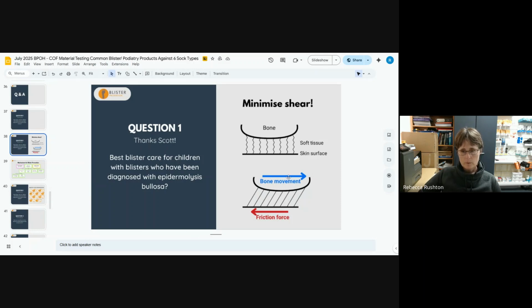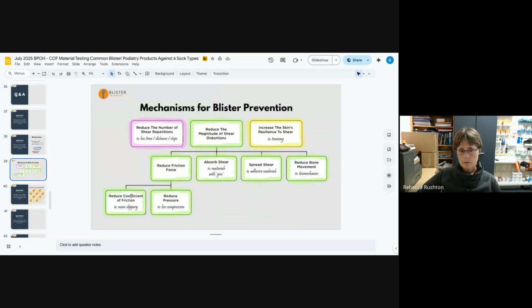So we can change the way the bone moves if that's relevant to the anatomical location. We can reduce friction force, so we get slip somewhere. We can also reduce friction force by reducing pressure. So it really depends on what's happening, what shoe this person's in, what their mechanics is like, and all that kind of thing. I would be reluctant to encourage slip between the sock and the skin for someone with EB. So if I was reducing the coefficient of friction, I would be trying to encourage that slip to happen between the sock and the shoe.